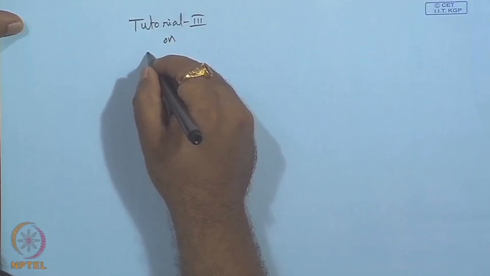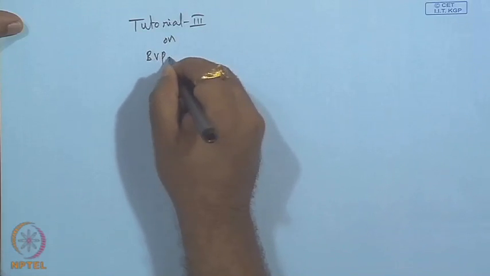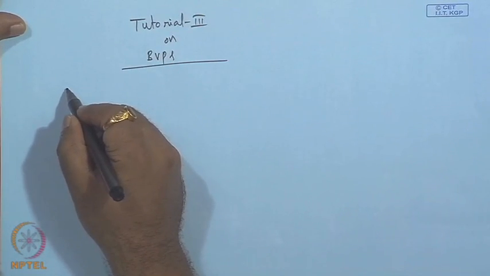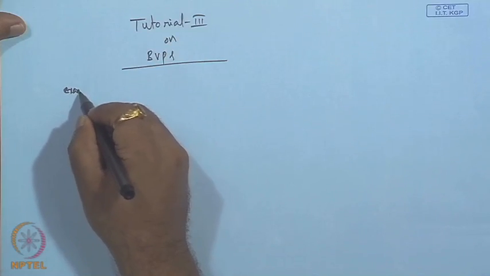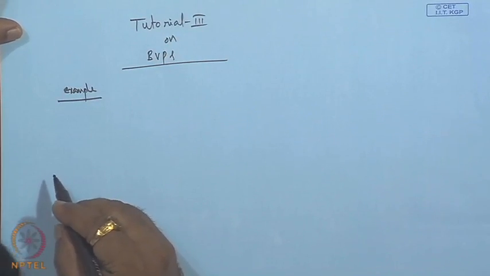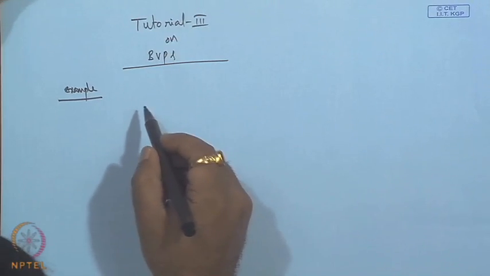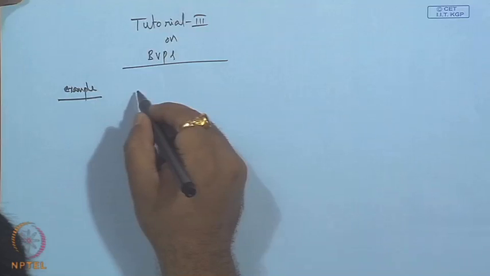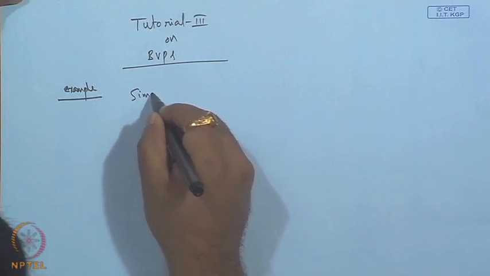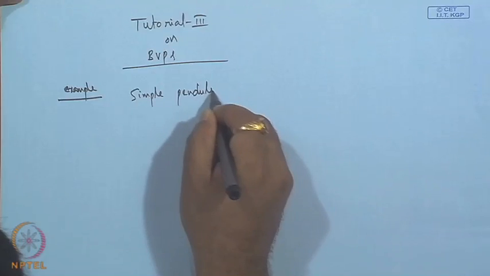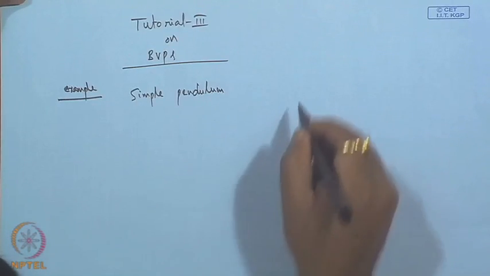On BVPs. We have been solving a lot of examples, but can we get some real life or practical example where finite differences could be used? In particular, nonlinear. So, a simple pendulum. I consider this example.